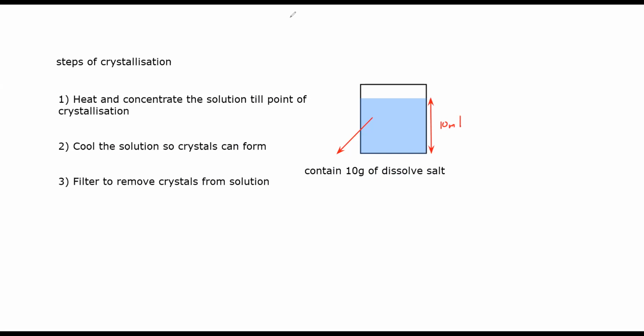Now what we will do, we will heat this, we'll supply heat energy and concentrate the solution. When I'm saying heat and concentrate the solution, it means we are removing or reducing the amount of liquid. So example, now we change its amount to 8 ml.